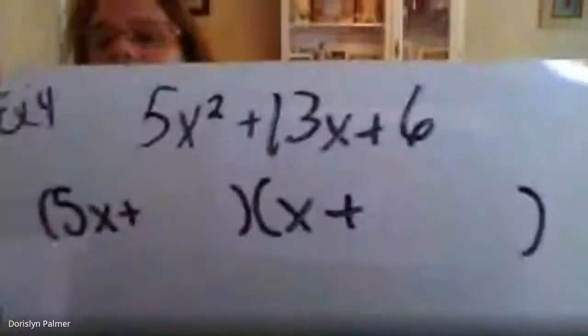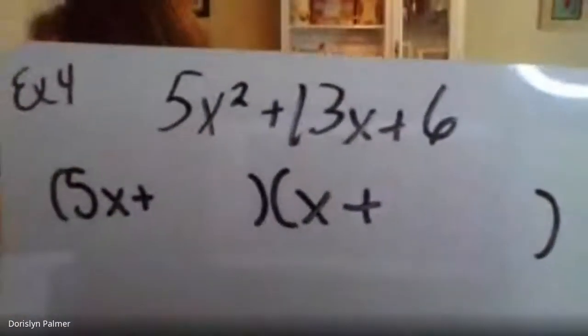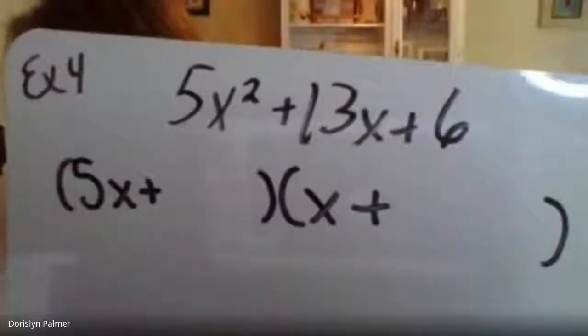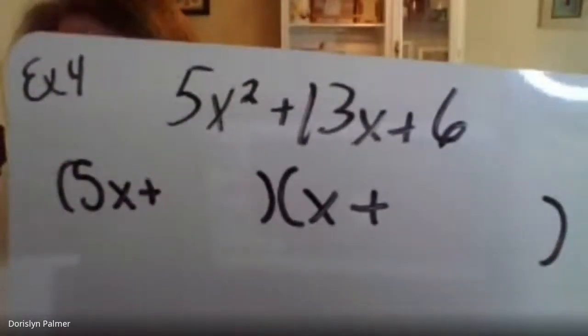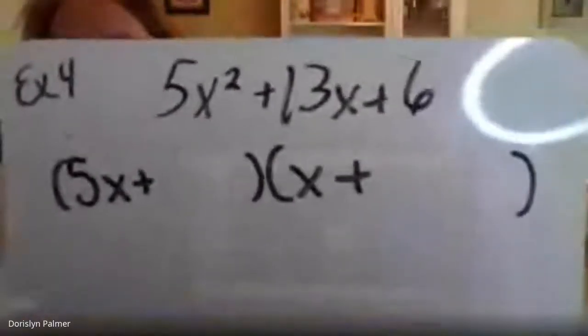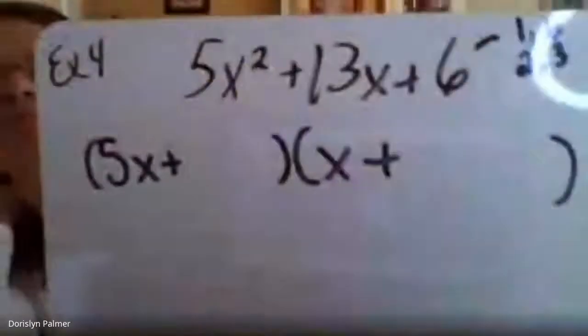I could put in 5x and x and a plus and a plus. I can get this far really easily. And then comes the part where I have to think about the factors of 6 that I could put in there, like a puzzle, to get a 13 in the middle. All right, so I want you guys to think about that for a second. Factors of 6. So that's either going to be a 1 and a 6 or a 2 and a 3. Where can I put those numbers in?